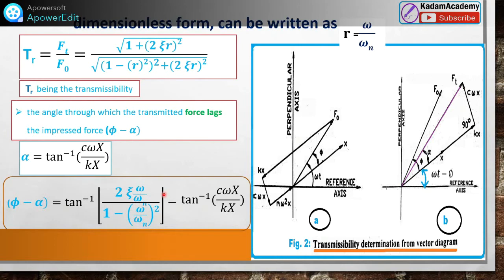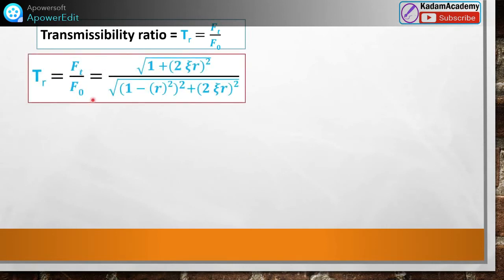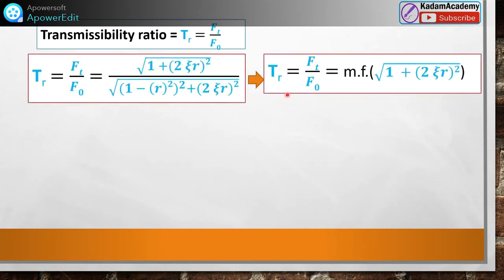You have to write all the derivation, then you are easily able to understand. This transmissibility ratio is F_T by F_0. Also, you can write it in this form. Here, 1 by this denominator is nothing but the magnification factor (MF). This MF into this numerator, written here, is the square root of 1 plus (2ζr) squared. This is the transmissibility ratio in the form of the magnification factor.